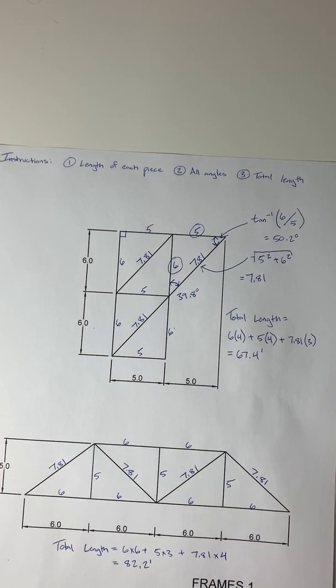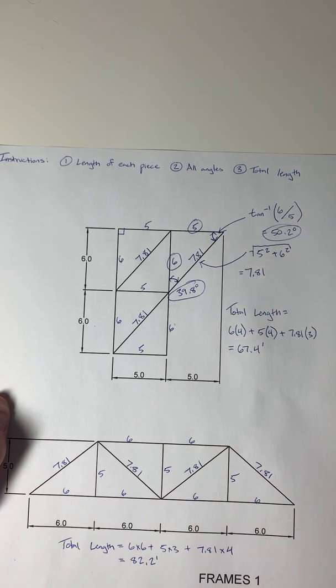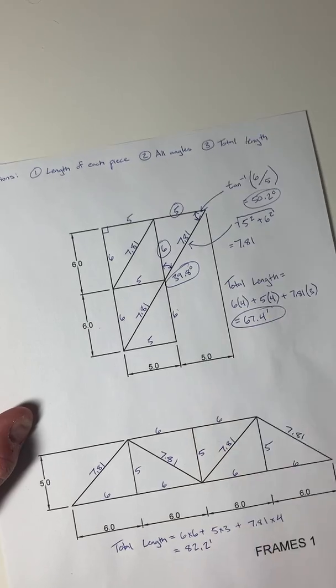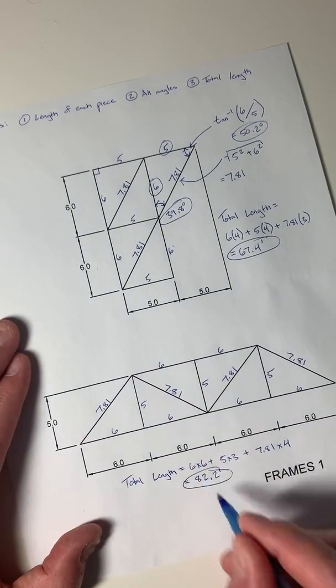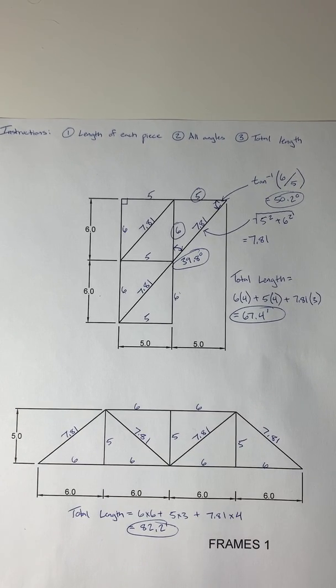All right, finally I'm going to circle everything just so it's easy to find. We have the two angles, and then we have the total lengths. All right, so that's a completed worksheet. Have the length of each piece, all of the missing angles, and the total length for each frame. You'll need to do that on the next two worksheets.